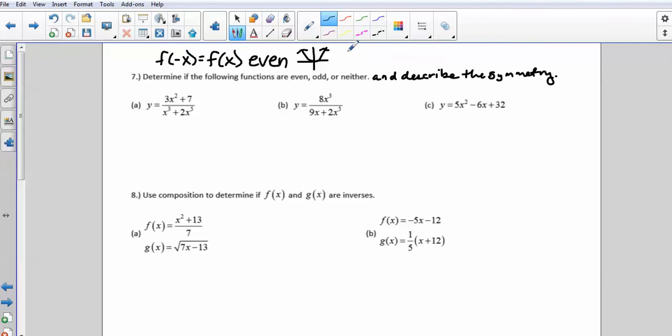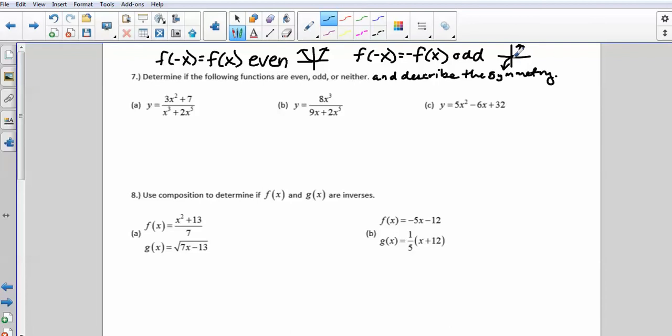If you substitute negative x for x, and you get exactly the opposite of the original function, then your function is odd. And odd functions, we say, are symmetric to the origin. They kind of look like a double flip, a flip across the x-axis and across the y. One example would be y equals x cubed.